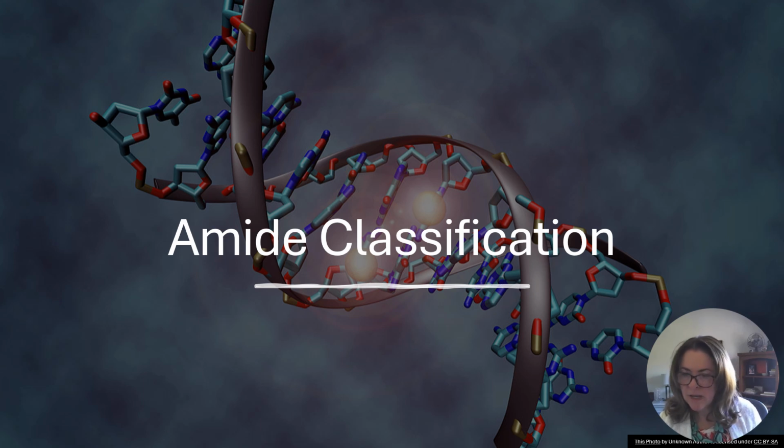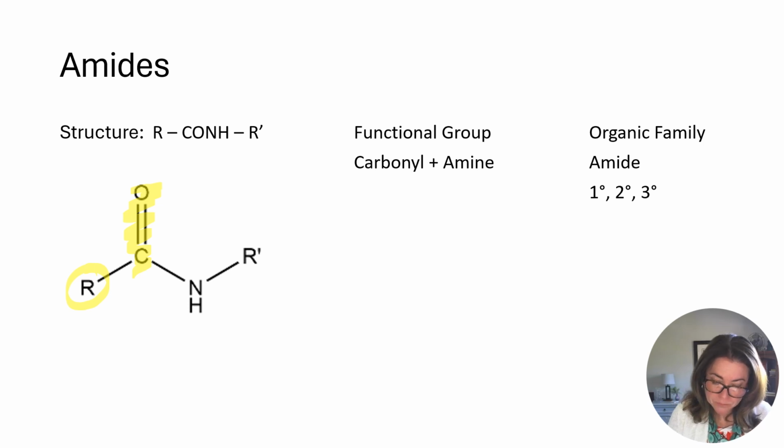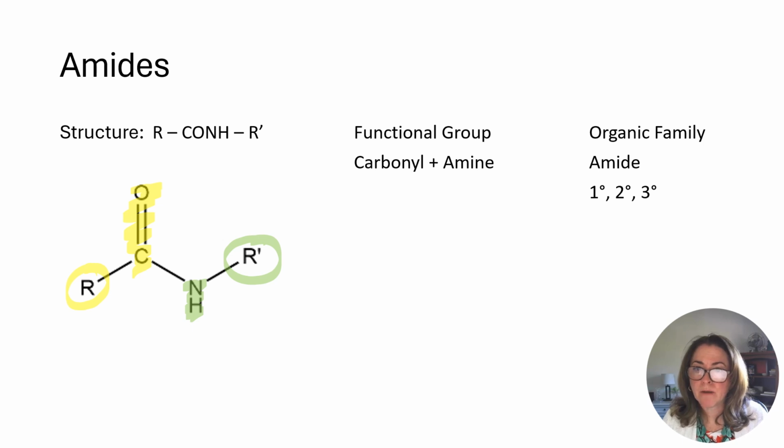All right, so this is our last functional group that we're going to talk about in this particular unit. These are our amides. So the overall structure for these amides, and we'll combine talking about the structure with the functional groups, is you do have a carbonyl right here, and that carbonyl is attached to an R group. We also have an amine, and that amine is also attached to a functional group.